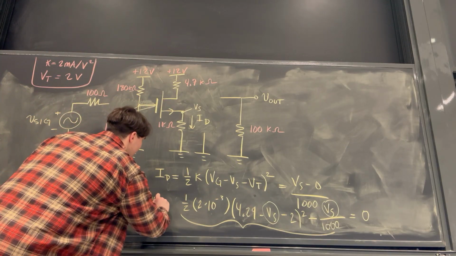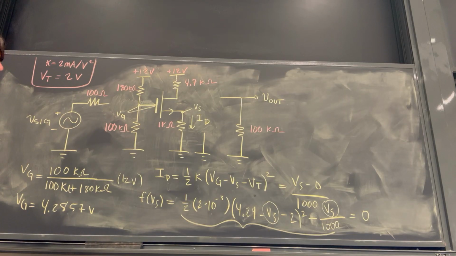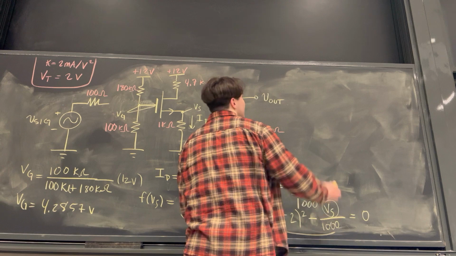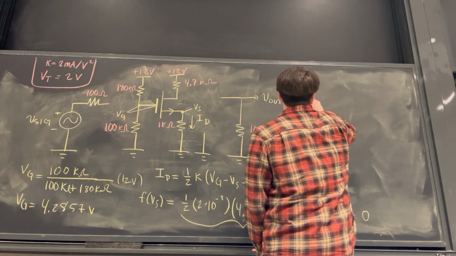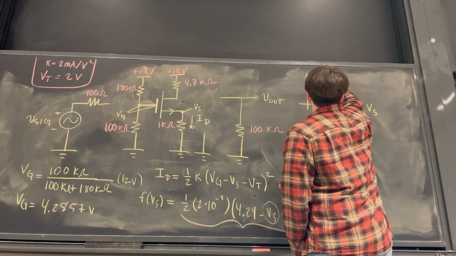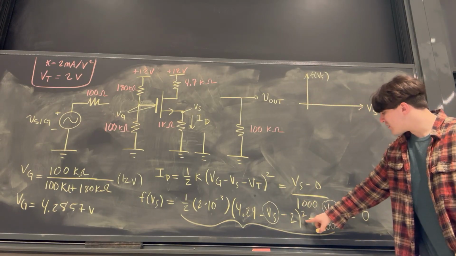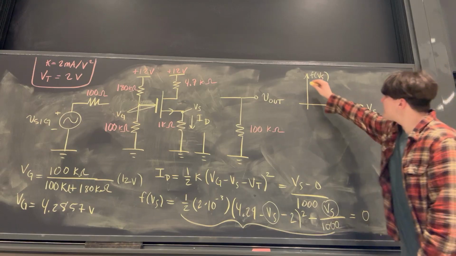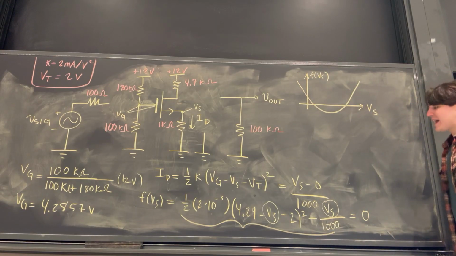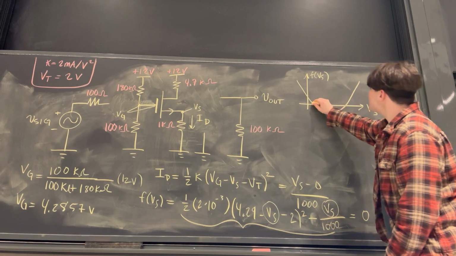So we can literally just call this f of Vs. This is just some quadratic function of Vs, and we want to find where this function equals 0. If we were to plot this function as a function of Vs, there's a squared term here and a linear term here. It would literally look like some quadratic function in terms of Vs. And we're interested to know where this function is 0, where its roots are.